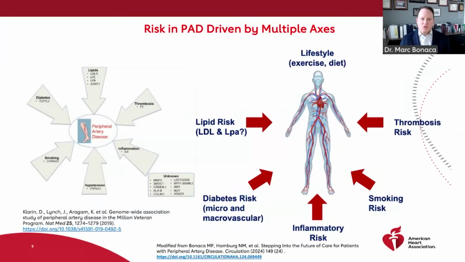So what are the risk factors for PAD? I mentioned age, diabetes, smoking. There's also lipid risk. I talked about thrombosis risk, just like our patient had a thrombotic event, and diabetes risk. And so when we think about treatment, we talk about addressing all of these axes of risk, such as lipid lowering, diabetes treatment, antithrombotics, smoking cessation, and the foundation is lifestyle, healthy diet, and exercise.